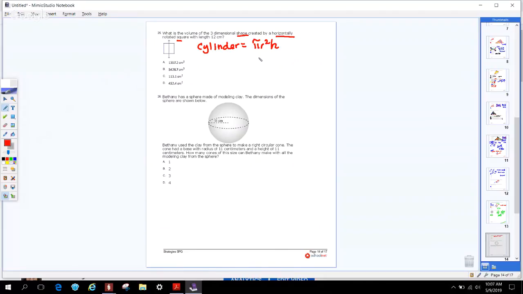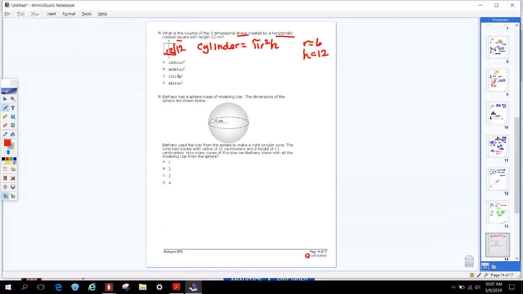Now here's the other trick. It tells us that the square has a side length of 12. What am I going to use for my radius based on that picture? Yeah, I have to divide 12 by 2 to get my 6. What am I going to use for my height of the square? 12.